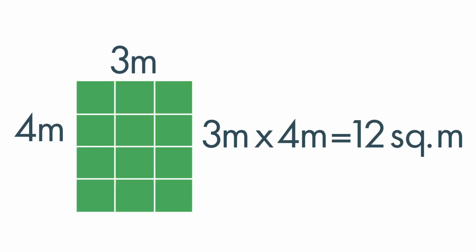We can also use multiplication to check the number of squares. 3 times 4 is equal to 12. That means 3 meters times 4 meters is equal to 12 square meters.